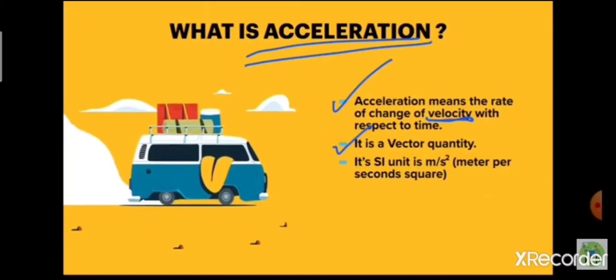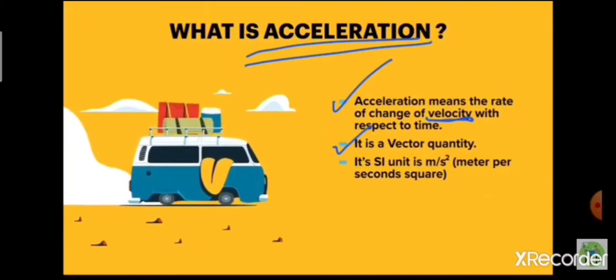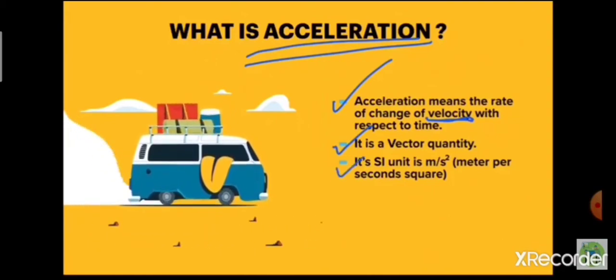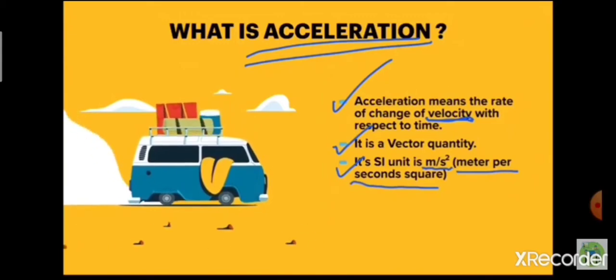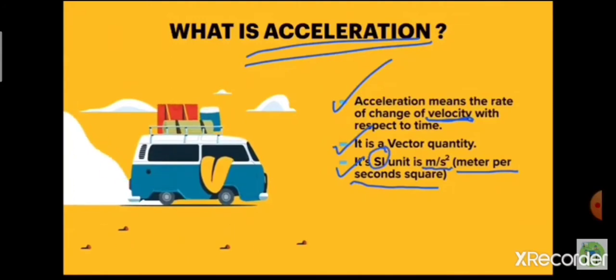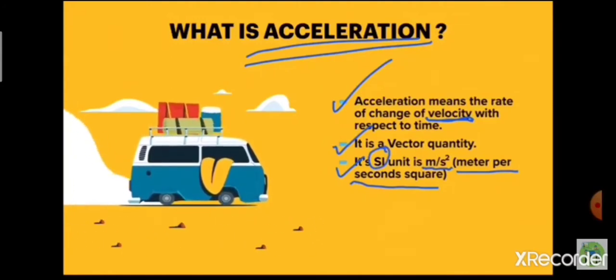Now here we have the third point. Its SI unit is meter per second square. So how are we going to write this unit of acceleration? Meter, m slash second square, s square, meter per second square. SI means system of international unit. This we also learned in the previous video. The full form of SI unit is system of international unit. So the unit of acceleration is meter per second square.